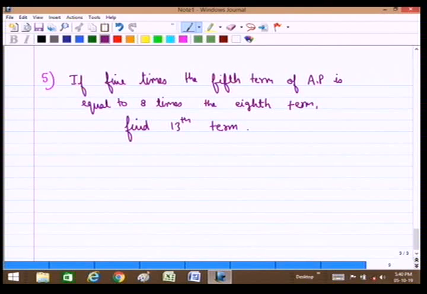Now try this question. 5 times the 5th term is equal to 8 times the 8th term. So find the 13th term.